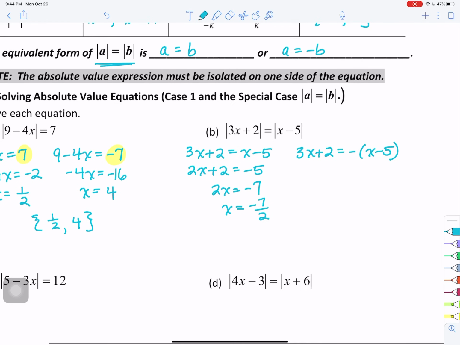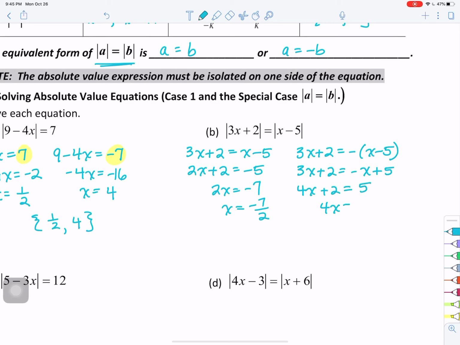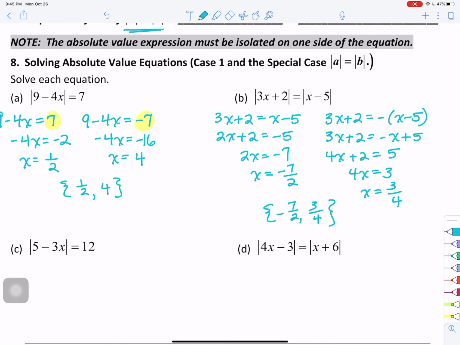Let's take a look at this over here. Let's first distribute that negative. So we have the opposite of x plus 5. I think I'll add x to both sides. Now I'll subtract 2 and divide both sides by 4. So our two solutions are negative 7 over 2 and 3/4. And order doesn't matter in that set notation. It's good for you to see that.